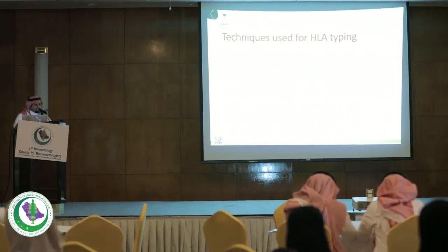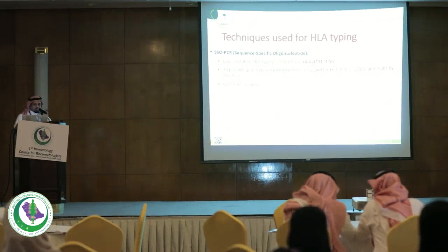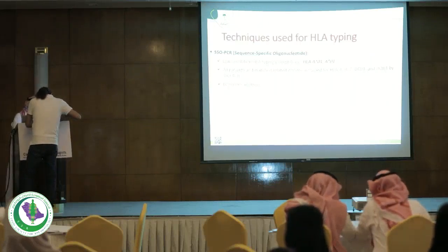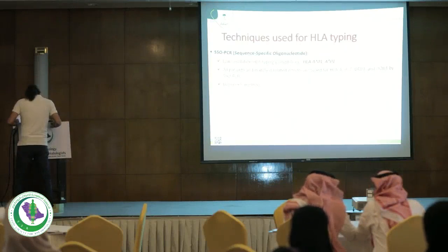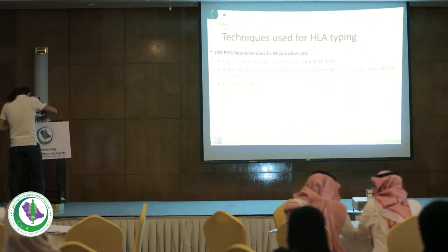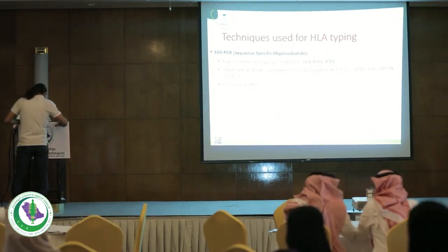HLA typing can be done using several methods. The most frequent one is called SSO, the sequence-specific oligonucleotides. A feature of this technique is that it is low resolution, so only 2 digits can be identified. All patients and matched related donors are typed for HLA A, B, C, which are class 1, and also HLA class 2, which are DRB1, DQB, and in certain areas DP also, using the SSO. It is considered a Luminex method.